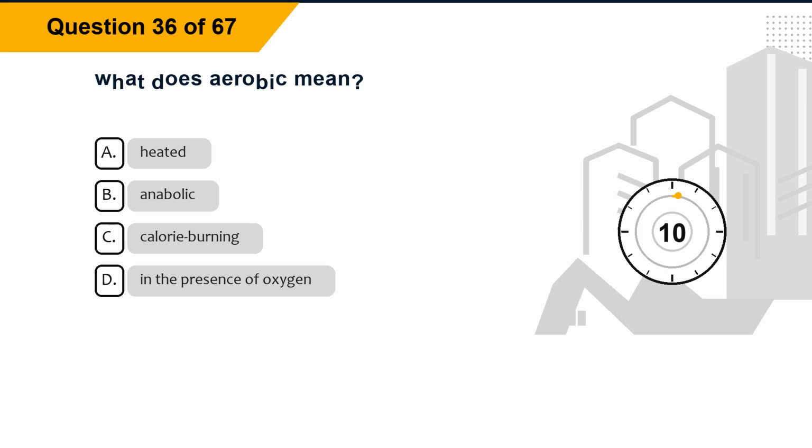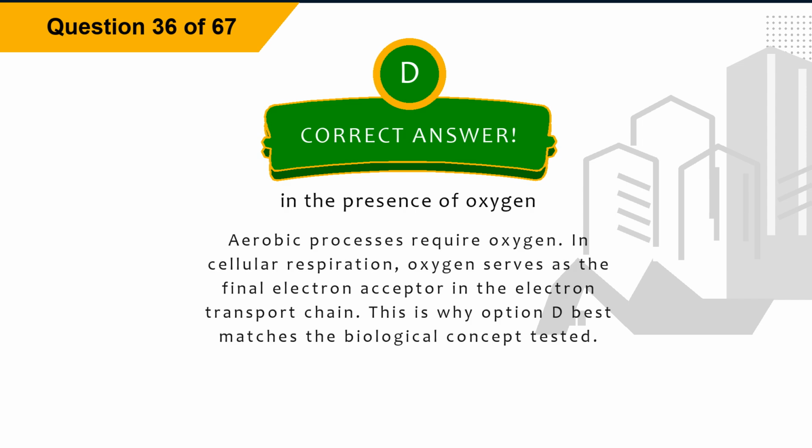Question 36. What does aerobic mean? Option A, heated. Option B, anabolic. Option C, calorie burning. Option D, in the presence of oxygen. The correct answer is option D, in the presence of oxygen. Explanation. Aerobic processes require oxygen. In cellular respiration, oxygen serves as the final electron acceptor in the electron transport chain. This is why option D best matches the biological concept tested.